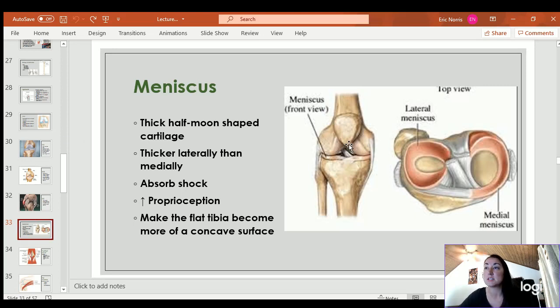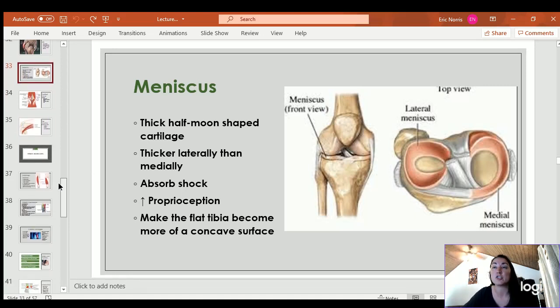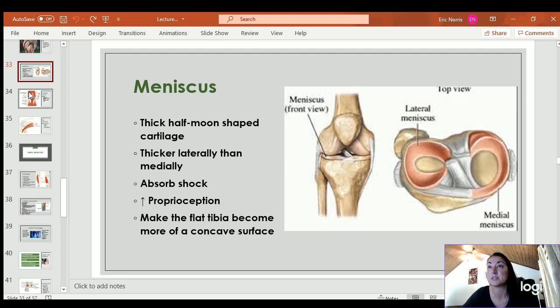The meniscus, so they are thick half-moon shaped cartilage, and they are thicker laterally than medially, which makes it like a little cup. And that is what makes the flat tibia or tibial plateau become more of a concave surface. See how they are cupped around the side? They're thicker laterally, and so they cup it and make it concave versus just a flat surface. Their job is to absorb shock, and of course they increase your proprioception. A lot of our neurons are held in our cartilage and help us know where everything is in space.